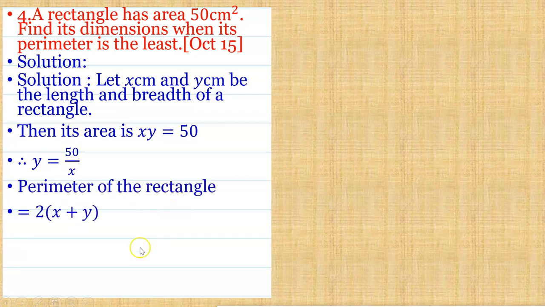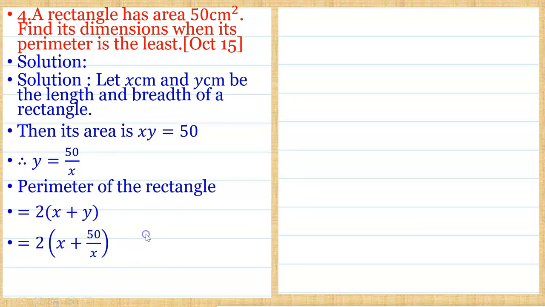The perimeter of the rectangle is 2 in bracket x plus y. Substitute the value of y, that is 2 in bracket x plus 50 upon x. What did he give us here? Find the dimensions when its perimeter is least. So we will treat the perimeter here as a function, and therefore let f of x equals 2 in bracket x plus 50 upon x.